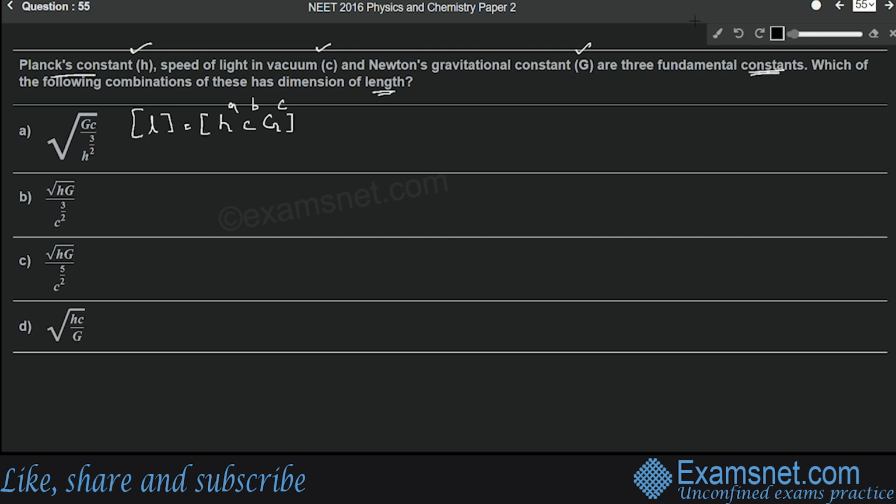Okay, so we have to find the values a, b and c here. On the left hand side we have the dimension of length. So what will be the dimension of length? It is m0, L1, t0.